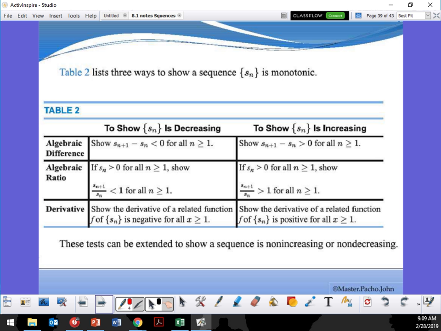And third, derivative. Show that the derivative of the related function is negative for all x greater than or equal to 1. That would be decreasing. Remember, the derivative of the function is the slope of the function, right? So taking the derivative gives me a slope. If that's negative, it's decreasing. If it's positive, it is increasing. These tests can be extended to show a sequence is non-increasing or non-decreasing.